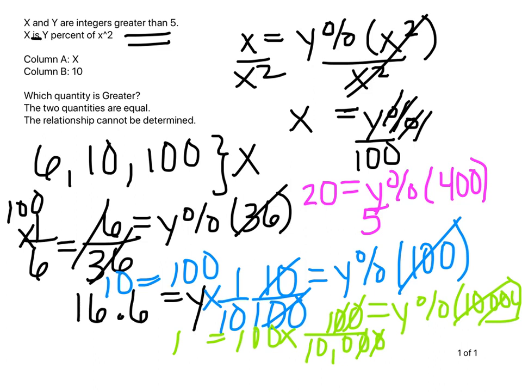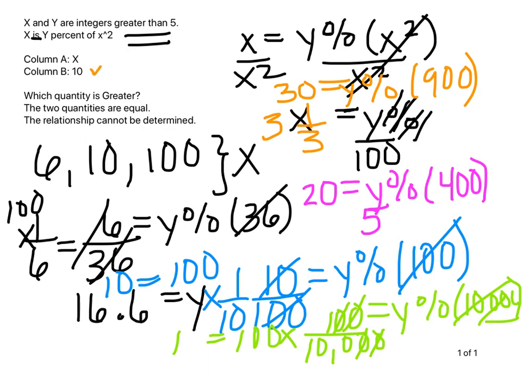If we were to take 30, we get 30 is equal to y%, and remember it's 30 squared, so that would be of 900. We would then divide our 30 by 900 and then multiply it times 100 to give us 3 1/3. So as we get bigger, the y values don't work. But we have two answers that work.